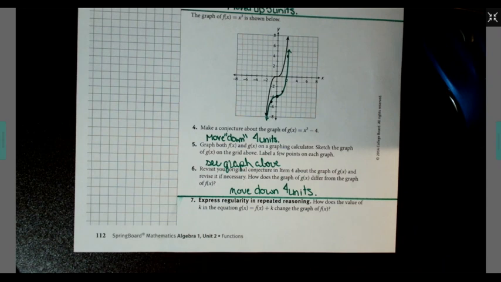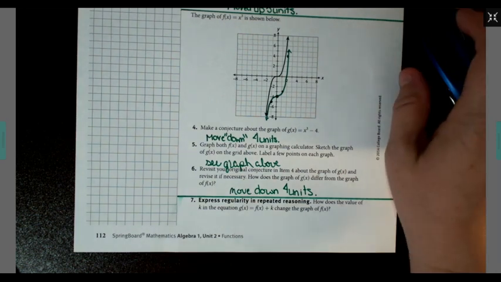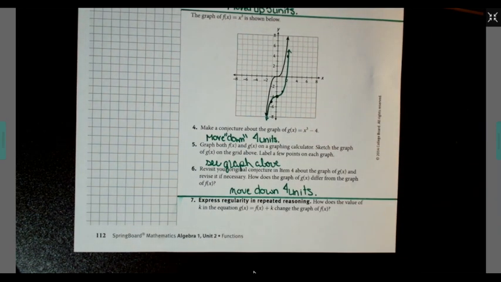All right, take a moment to get this copied down, and then we're going to move on to the next set of questions. There will be no debriefing for this section.